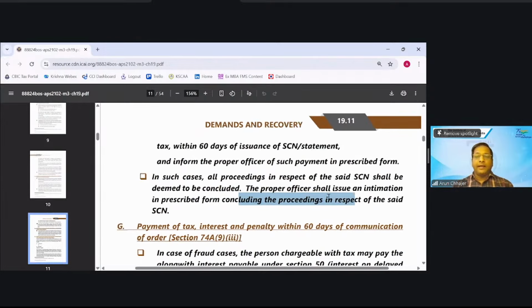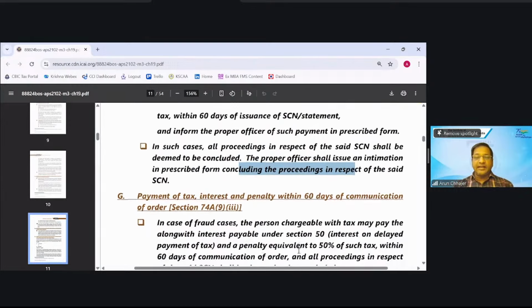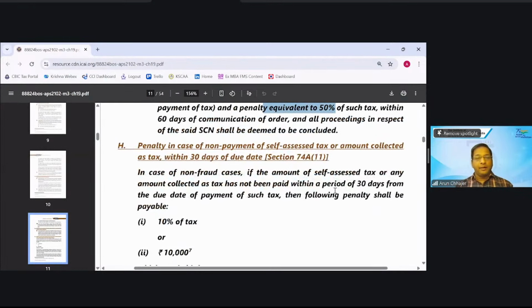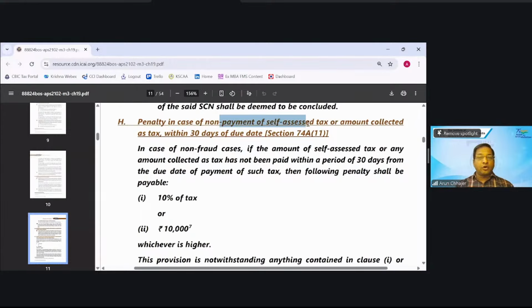ठीक है. And payment of tax, interest and penalty within 60 days of the communication of order. In case of the fraud cases, the person chargeable with the tax may pay the tax along with interest and penalty, कितना component? 50%. What is the penalty component? 50%. Within 60 days from the communication of the order, and all the proceedings in respect of the SCN shall be deemed to be concluded. So, penalty in case of the non-fraud cases. What is the penalty component?